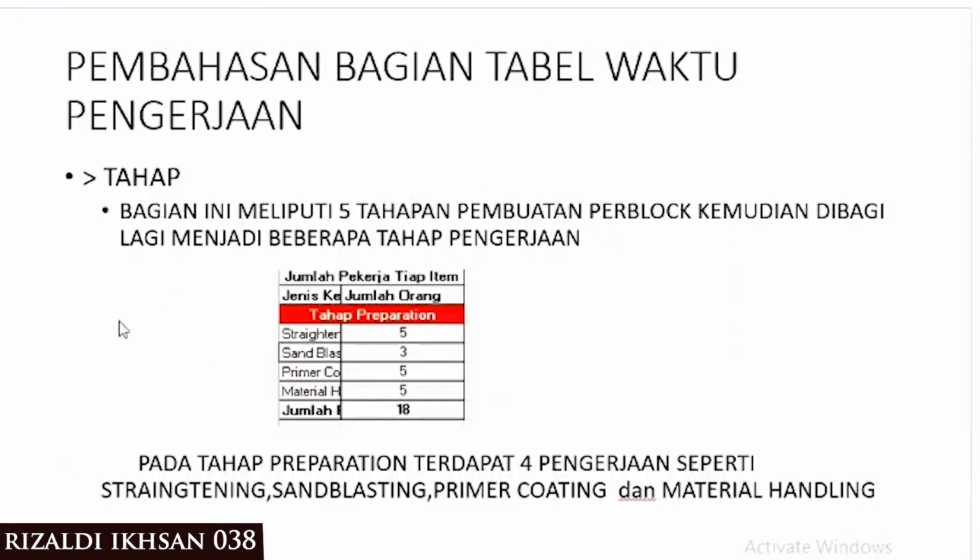Okay, next is the discussion of the processing timetable section. This section includes five stages of making blocks and is further divided into several states of work. At the preparation stage, there are four processes such as straightening, sandblasting, primer coating, and material handling.